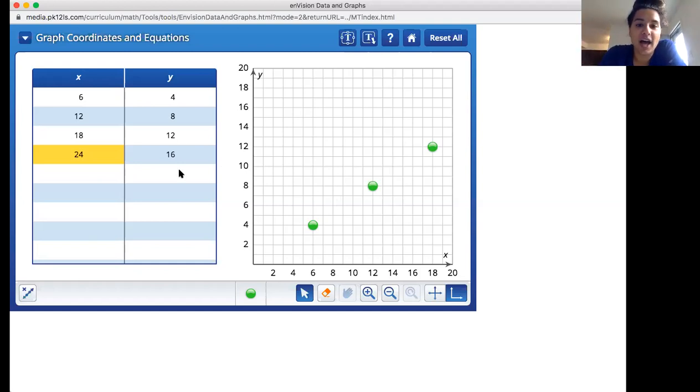Okay, so basically what we're adding new here is just making ordered pairs from our table and then graphing them on the coordinate grid, which is what you guys reviewed in topic 14.